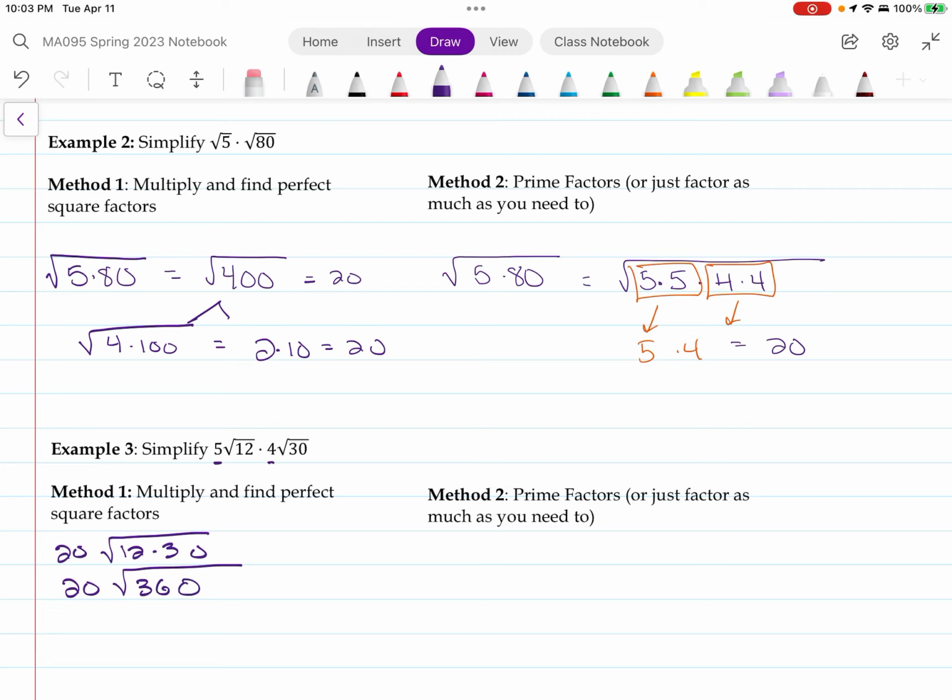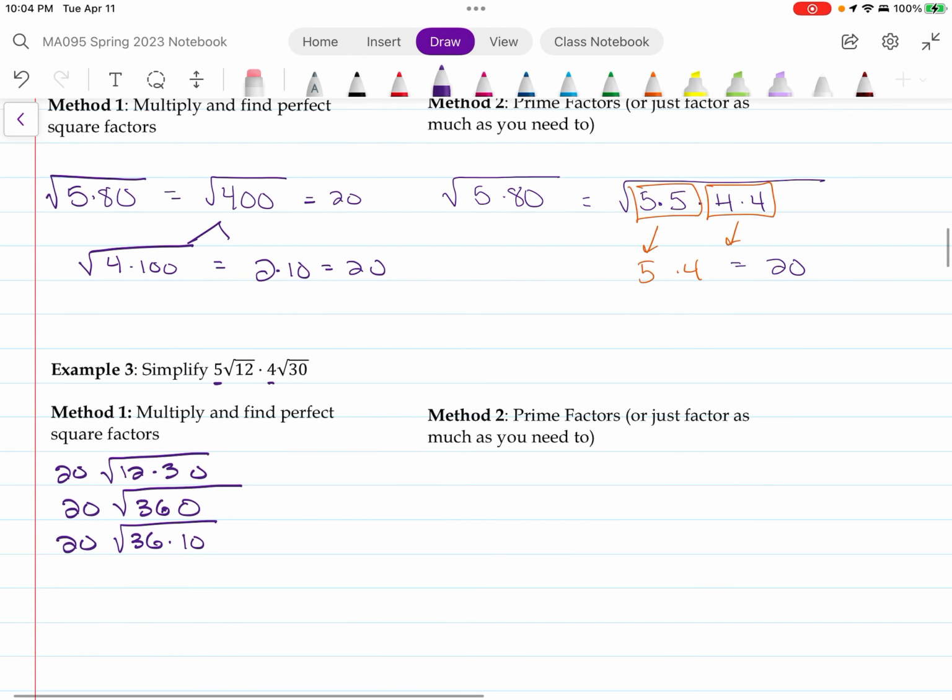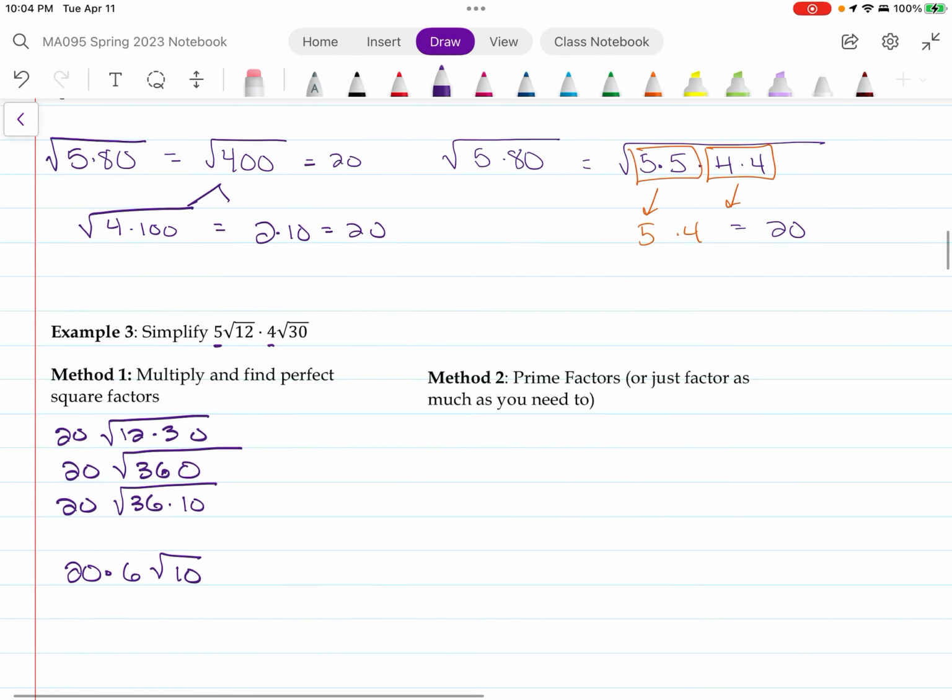So I get 20 times 360. All right, so think about perfect squares in 360. And I know that there's a 36 and a 10. 36 is a perfect square. So 20 square root of 36 times 10. So square root of 36 is 6. So I get 20 times 6. And then the square root of 10 is still underneath. So the square root of 36 became 6. So 20 times 6 is 120 square root of 10. And that is your final answer.